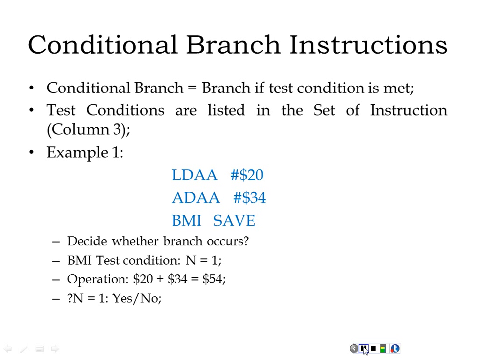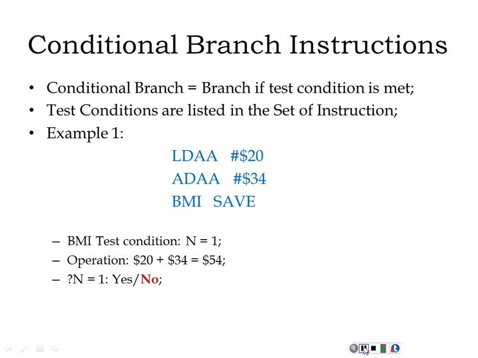So the N flag is not set, right? Now at this point, what does it mean? It means N equals 0, right? Set means 1, so clear or not set means 0. So N is 0.